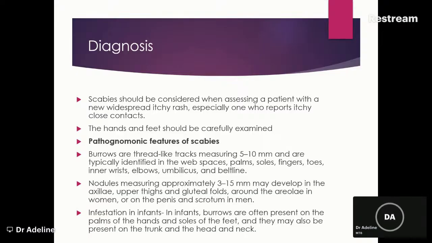The pathognomonic features of scabies on examination are burrows. They're like thread-like tracks which measure around 5 to 10 millimeters, and they are usually seen in the web spaces, soles and palms, fingers and toes, inner wrist and elbows, umbilicus, and around the belt line.